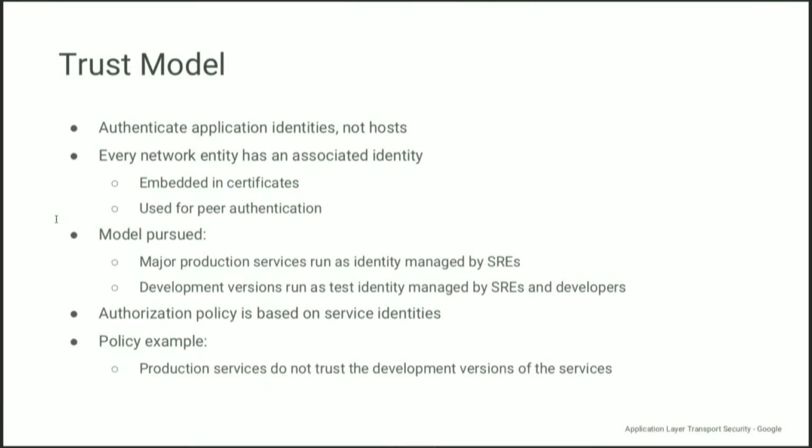So what does the trust model of ALTS look like? As I said earlier, ALTS authenticates identities and not hosts. Everything is around identities. Every network entity, a machine or a workload, has an identity with a corresponding certificate. This identity, along with the certificate, is used in the peer authentication. The model pursued here follows this simple example. Major production services should run as identities managed by the SREs, while the development versions of these services should run as test identities managed by the SREs and the developers.